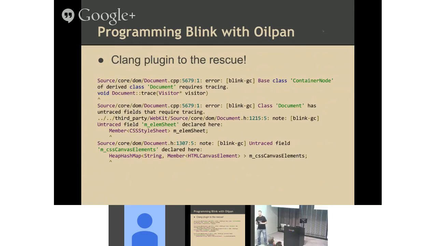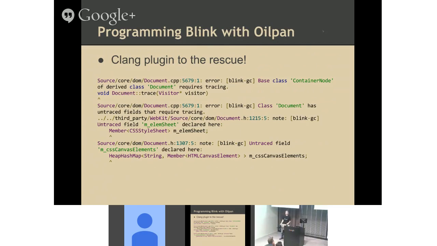So again, yes, this looks dangerous, and here comes the Clang plugin, and it tells you that you forgot to call the superclass trace. So container node of derived class document requires tracing, and you haven't called it. So this won't compile. It also tells you that document has untraced fields that require tracing. And then it says untraced field m_element_sheet is defined right here, and you didn't trace it. I will not compile this code for you.